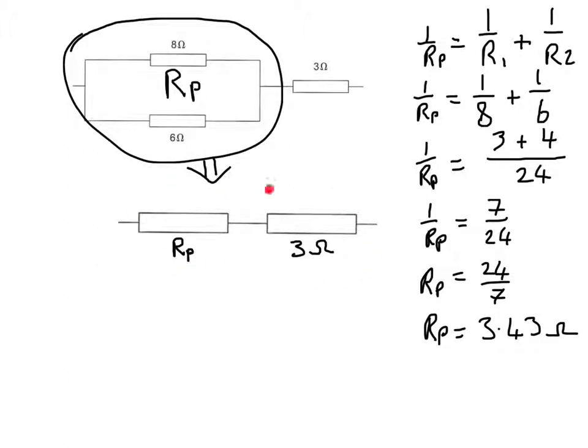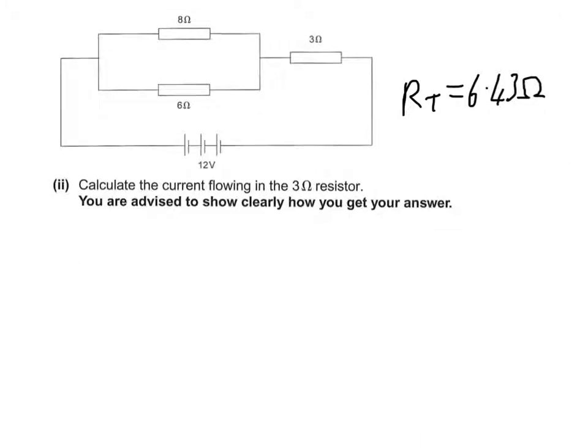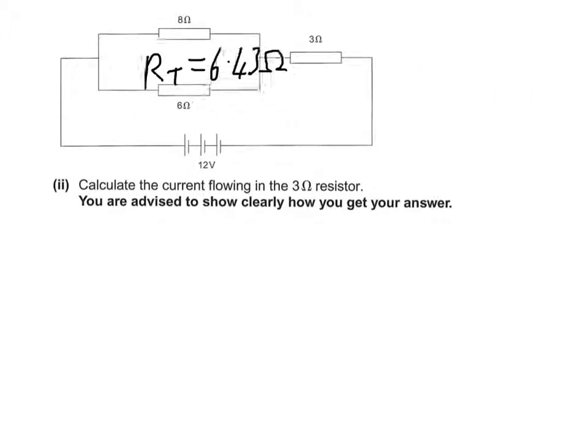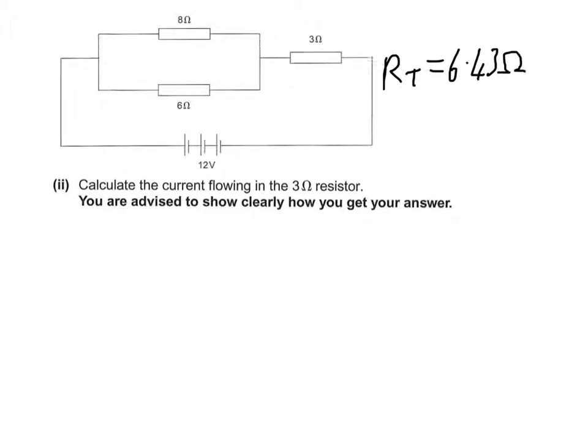And to find the total resistance of this combination, which will be the total resistance of this thing, we just need to add our 3.43 ohms for Rp to the 3 ohms that it's in series with. And so when we add those, we get 3.43 plus 3 gives us 6.43 ohms for our total resistance. Next part asks us to calculate the current flowing in this 3 ohm resistor. And that's really helpful because we now know that this thing has a total resistance of 6.43 ohms, and that combined with the known voltage will give us the current flowing from the power pack.